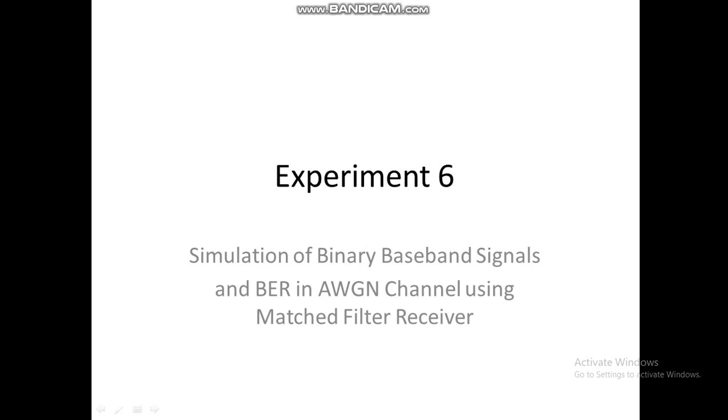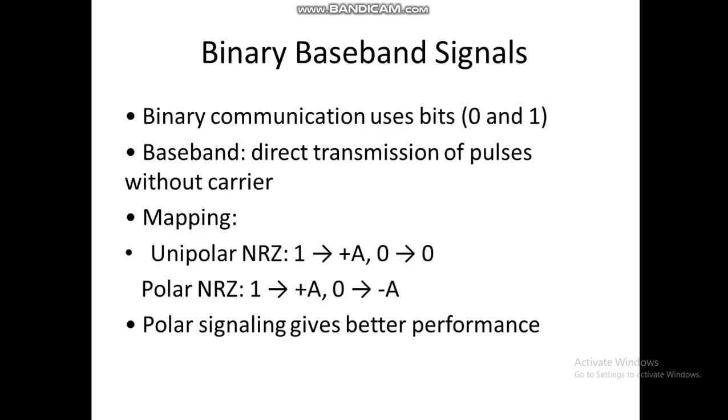Today, I am going to explain experiment number 6 of Digital Communication Lab, which is simulation of binary baseband signal and bit error rate in AWGN channel using matched filter receiver, both theoretically as well as using MATLAB.